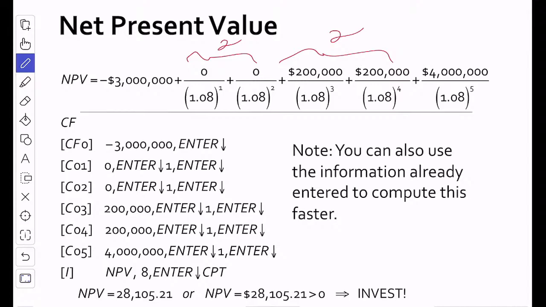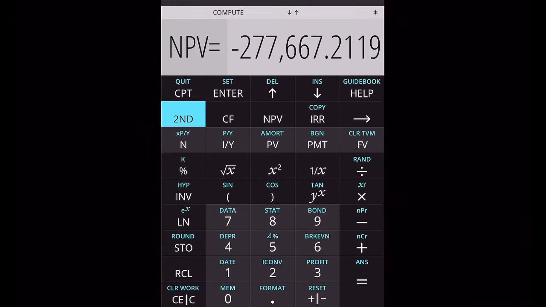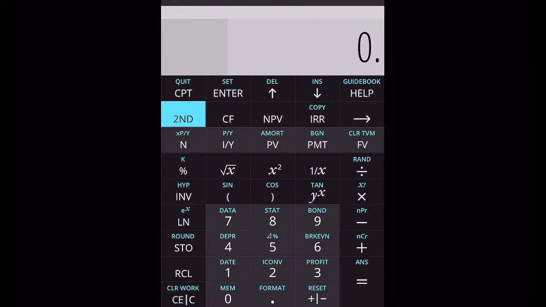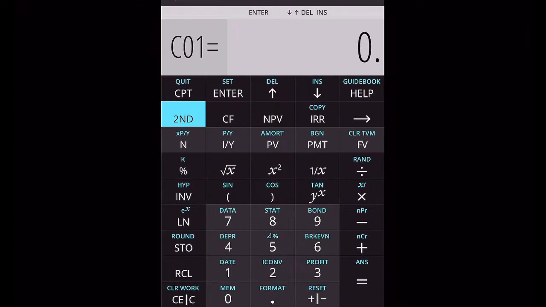So I'm going to do this using the frequency approach. I'm going to stick with what I have in here. Let's see if I can just correct my value. So I'm going to scroll down through the worksheet. CF0 is negative 3 million. And then there are 2 zeros, right? So the cash flow for year 1 and 2 will be 0. So I'm going to change the 4 to 2.